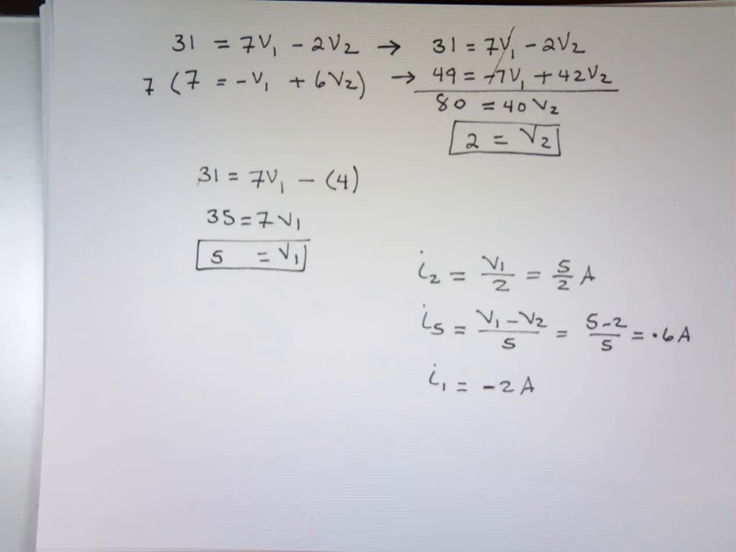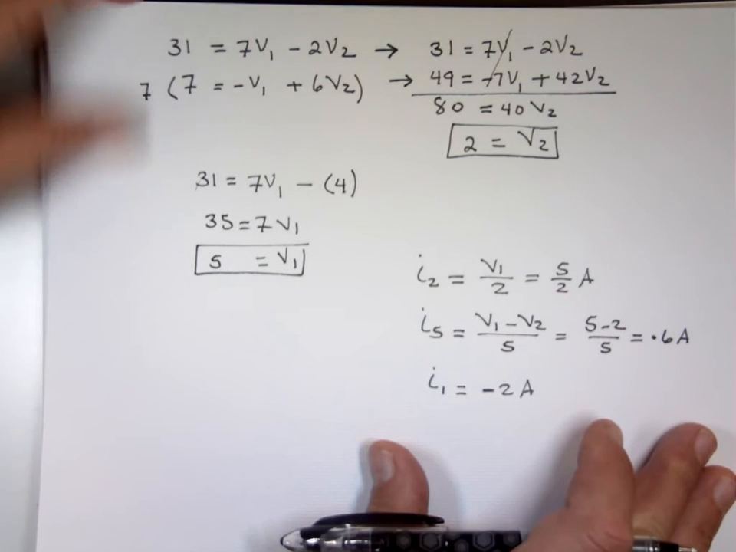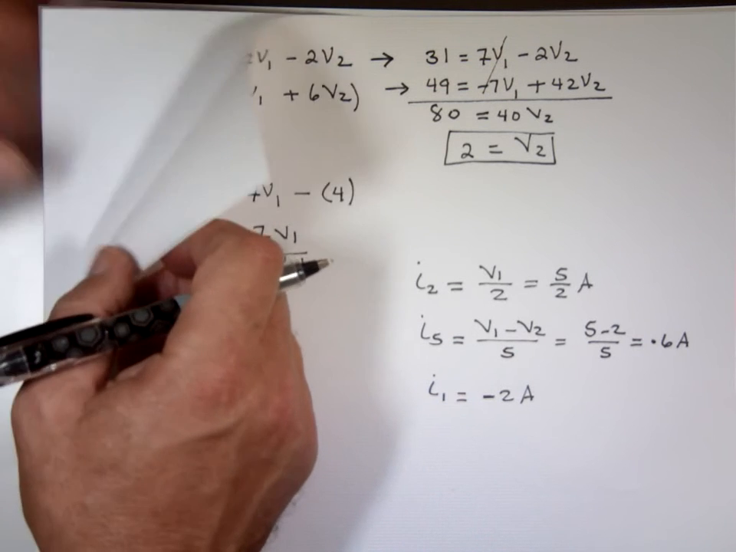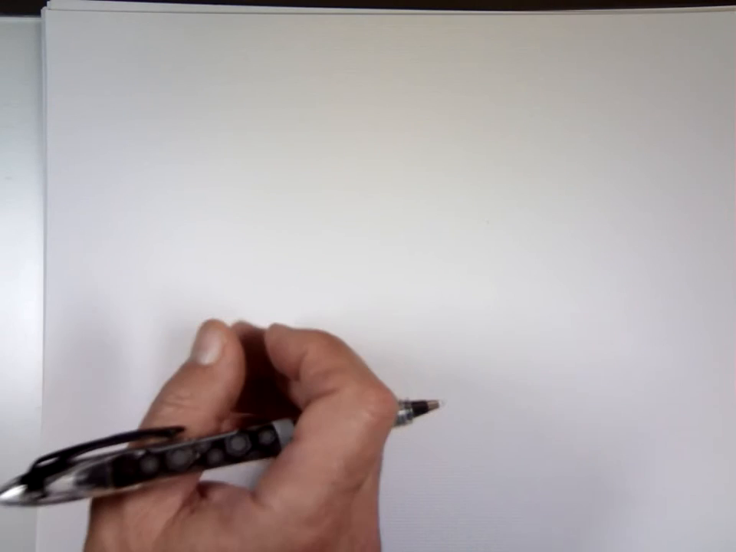Let's try another one. And we can still use simplifying. If you see resistors in parallel, combine them. Resistors in series, combine them. Make the math easier.